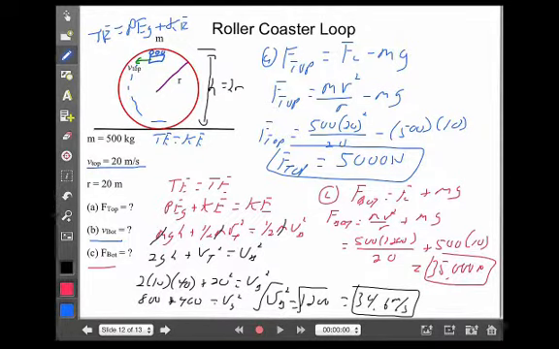Okay, 7 times more force at the bottom of the circle than at the top, which is why you feel a lot heavier as you come through the bottom of a loop, because you're experiencing a greater force. And that's basically how that's done.